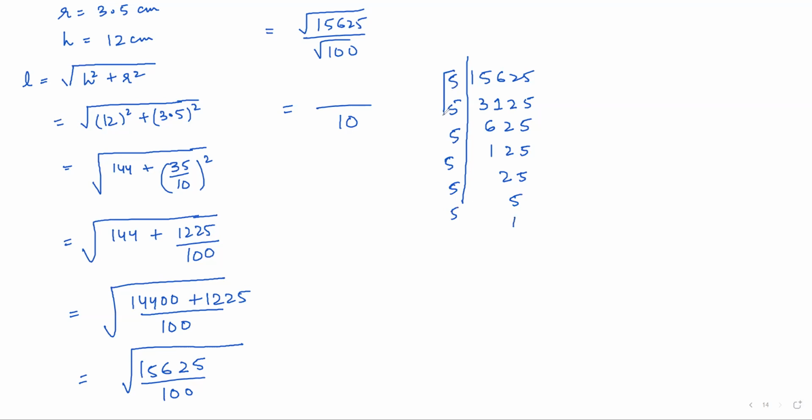So you make pairs because you're finding the square root, and then take one from each. So 5 into 5 into 5, right? 5 into 5, 25, 25 into 5, 125. So the square root is 125. Is that okay? Yes, ma'am. So this becomes 12.5 centimeter, the slant height.